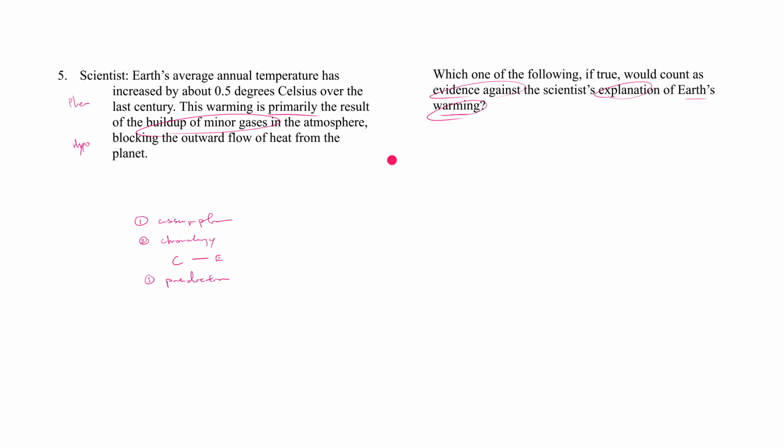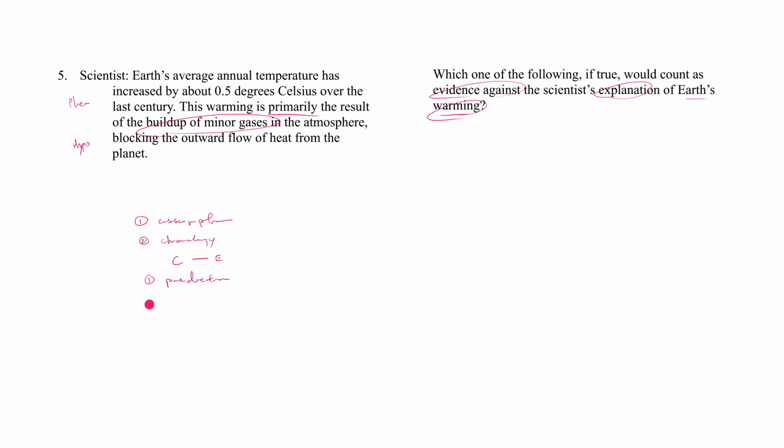You can say we run some computer models, some simulations where buildup of minor gases is reduced or reversed, and in those models, lo and behold, the planet's annual average temperature drops. Well, that would count as support for her hypothesis. Okay, so that's just kind of starting to think along those lines.